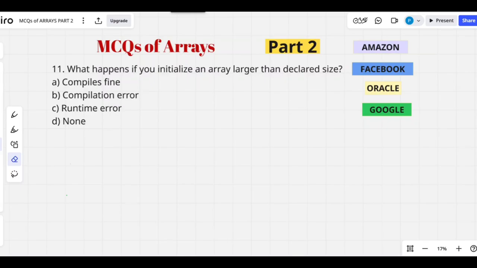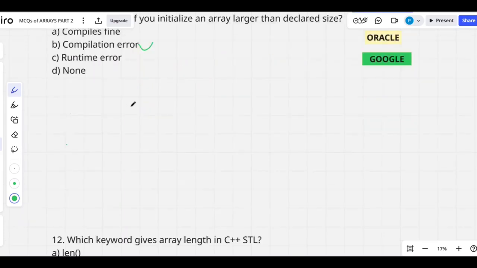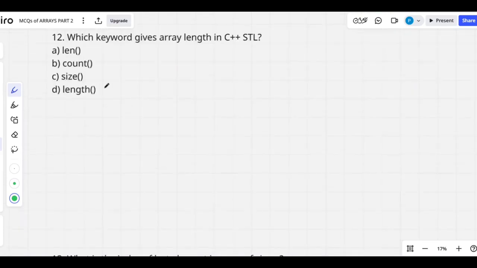Question number 11 is: what happens if you initialize an array larger than the declaration size? The options given are compile fine, compilation error, runtime error, and none. So option B is the correct one. Compilation error, option B is correct for question number 11. Okay, moving to question number 12.